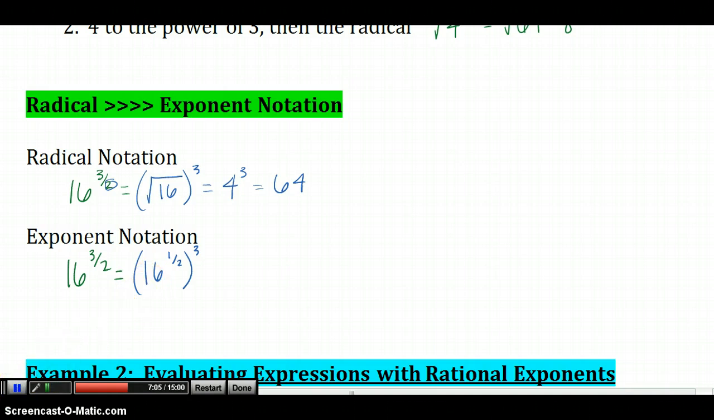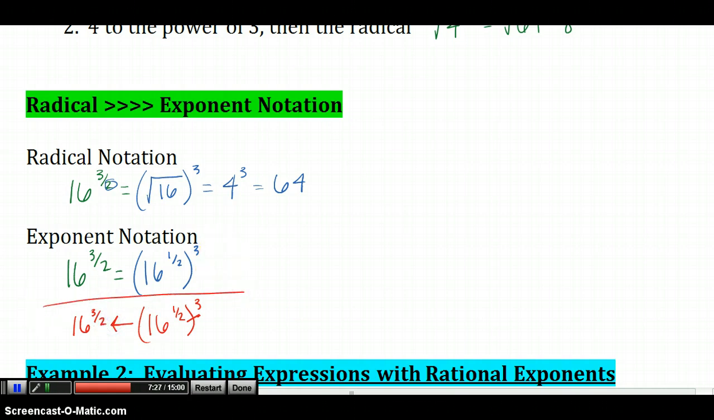Now you can even check your work here to make sure you're right and go backwards using things we learned about last chapter. Remember, if you had a power to a power, you multiplied the powers. So 3 times a half gives you 3 halves, which would put you back where you need to be. That's just checking your work.